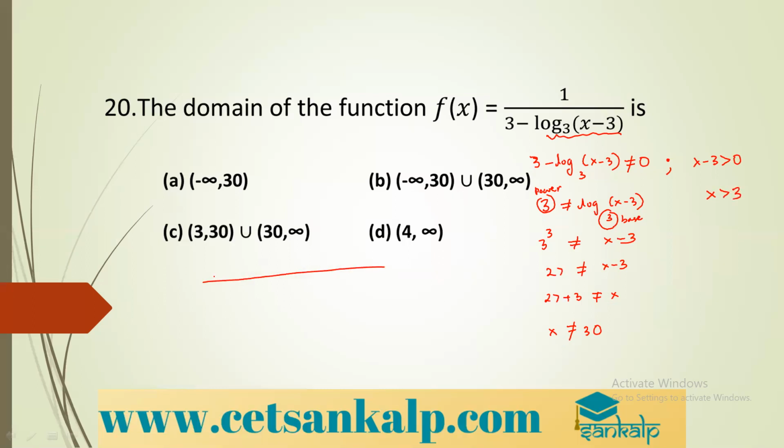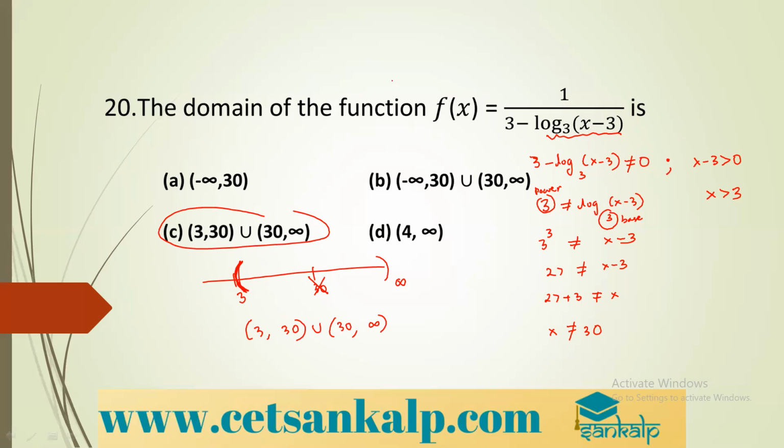So on the number line, if you take 3 and 30, x is greater than 3, not equal to. Greater than 3 means it will go up to infinity. But x should not be 30. So how will you break the interval? You will take 3 to 30, you will not take 30, and then you will take 30 to infinity. That means you will not take 30. That is very clear. So this will be the domain of the function, which you can take as option C.